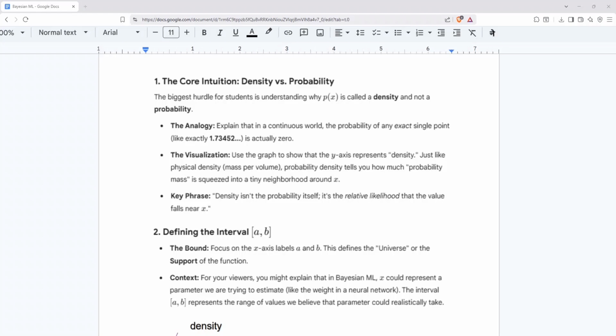Since exact values have zero probability, we define something called probability density, written as P of x. Think of it like this. Density tells us how likely values are around x and not the probability of x itself. Remember, density is not probability. It tells how much probability is concentrated near a value.